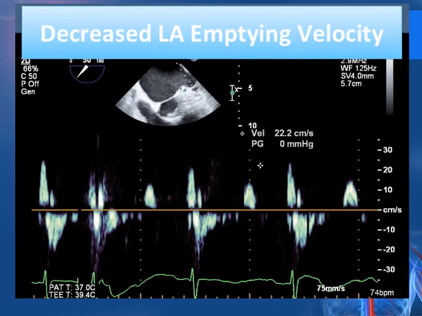On the other hand, this left atrial appendage emptying velocity is measured at 22 centimeters per second, well below the cutoff of 25 centimeters per second, considered to be the low end of normal. This will give you a semi-objective measure of the thrombogenic propensity on the left atrial appendage side.